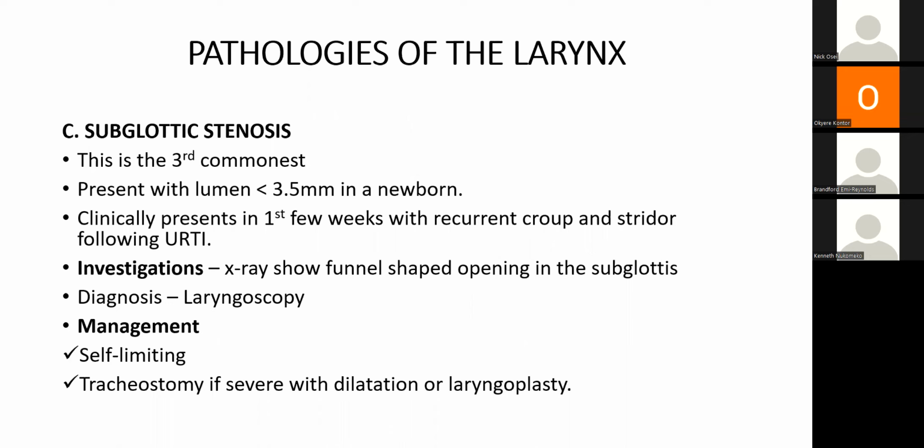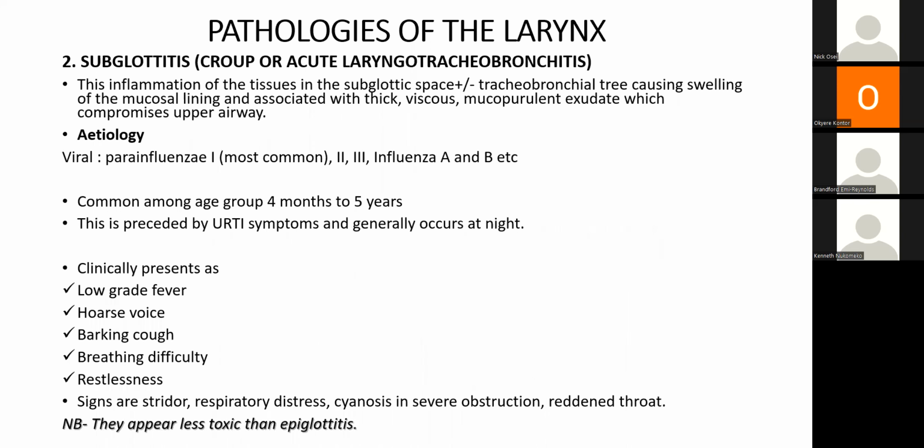So all that you have to know is that we have about three common types of congenital anomalies of the larynx. We have laryngomalacia being the commonest, vocal cord paralysis the second commonest, and subglottic stenosis the third commonest.